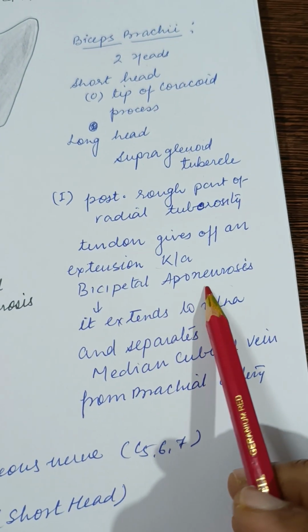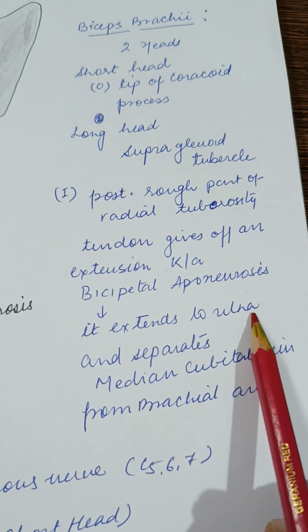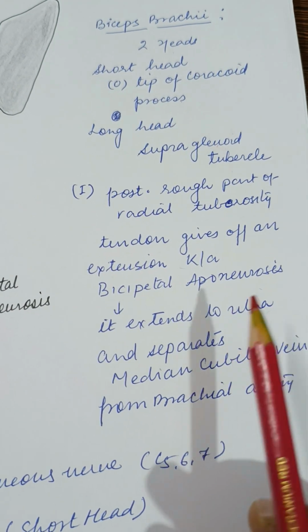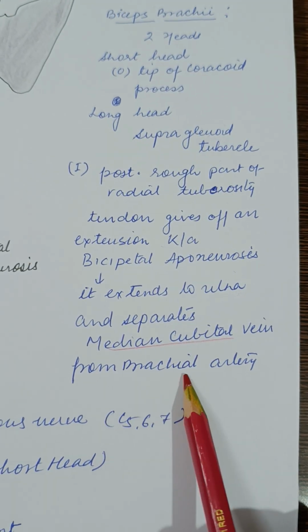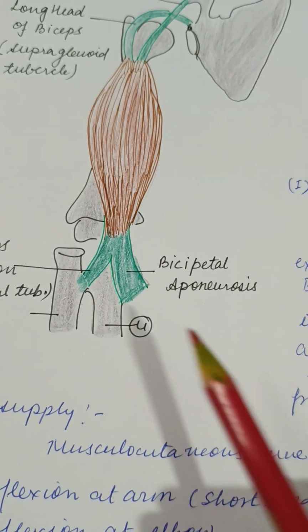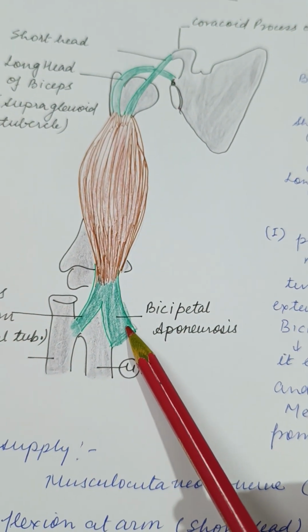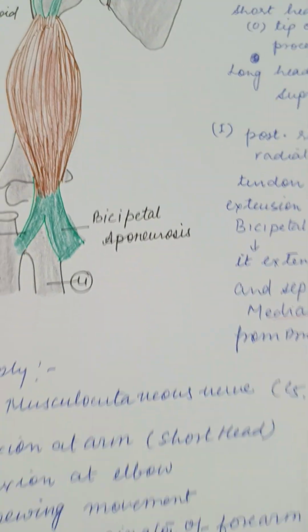So this bicipital aponeurosis extends to the ulna, and it merges with the deep fascia over the muscles of the anterior compartment of the forearm, and it separates the median cubital vein from the brachial artery. So you can see here, this is the extension of the tendon of the biceps brachii. This is the flattened part, and this is known as bicipital aponeurosis.